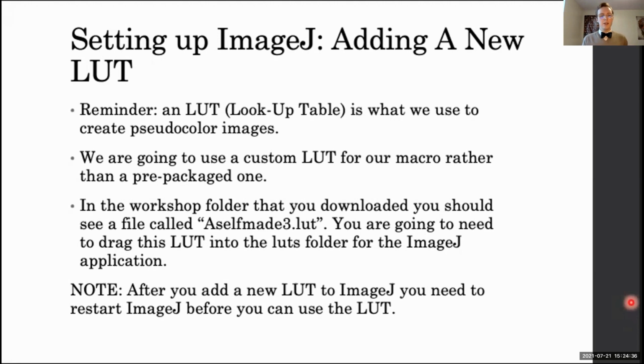So in the workshop folder that you downloaded, you should see a file called selfmade3.lut. And what we are going to do is drag this self-made LUT into the LUTs folder for the ImageJ application. And note that after we've added this new LUT, we are going to have to restart ImageJ/Fiji so that we can use it.